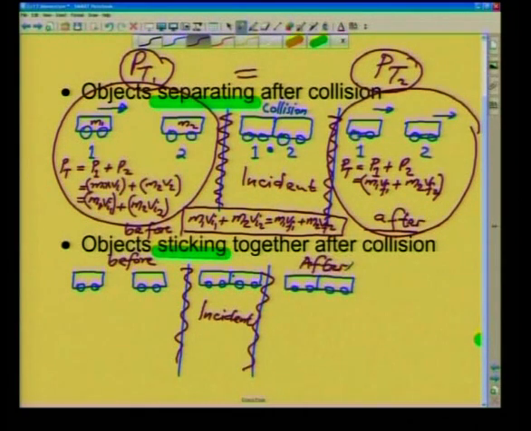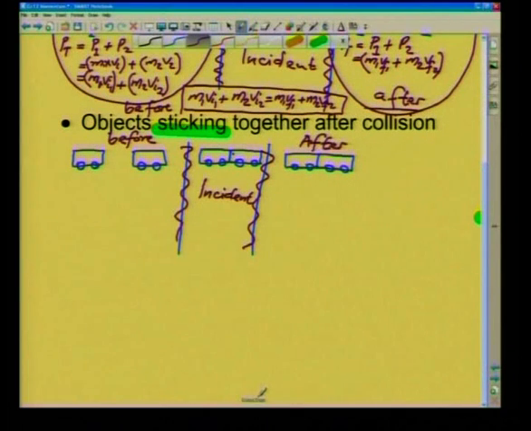Now, what is going to happen here? Let's look at it. Remember, total momentum here: this is 1, this is 2. So total momentum at the beginning will be mass of 1 times the initial velocity of 1 plus mass of 2 times initial velocity of 2. So that gives us total momentum before.